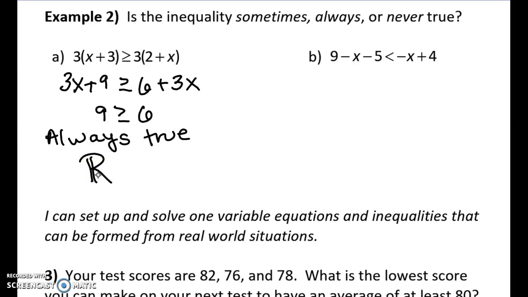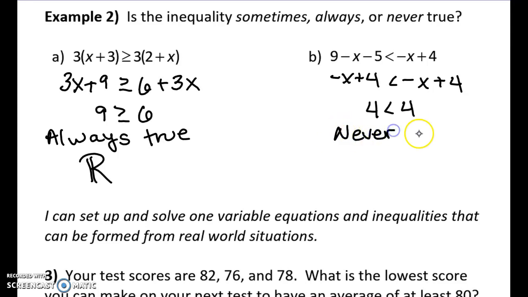Now let's look at this other one. Here, I am going to start off by simplifying both sides. I get negative x plus 4 is less than negative x plus 4. I'm going to add x to both sides to get that 4 is less than 4. Well, that's never true. 4 is never less than 4.